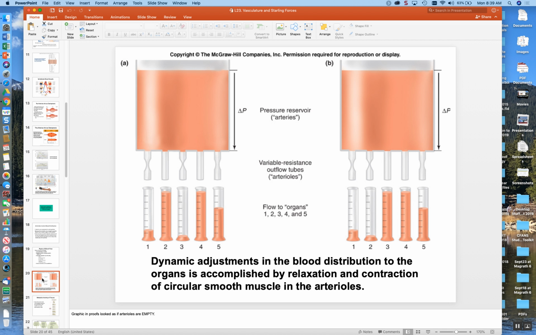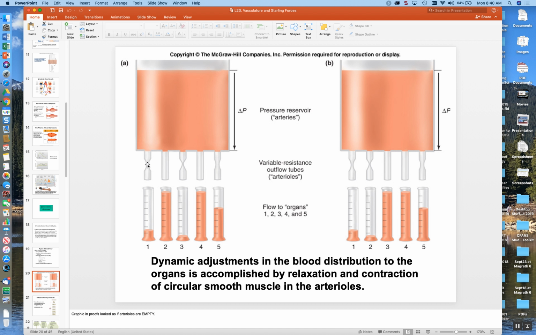Now, we didn't talk about this slide, so I want to make sure that I cover this. So this tank right here is symbolizing a pressure reservoir, or the mean arterial pressure, right? Mean arterial pressure equals flow times resistance. And this is symbolizing the mean arterial pressure. Your body does a really good job of maintaining mean arterial pressure within a specific range. And so you can see here the arterioles are represented by these outflow tubes.